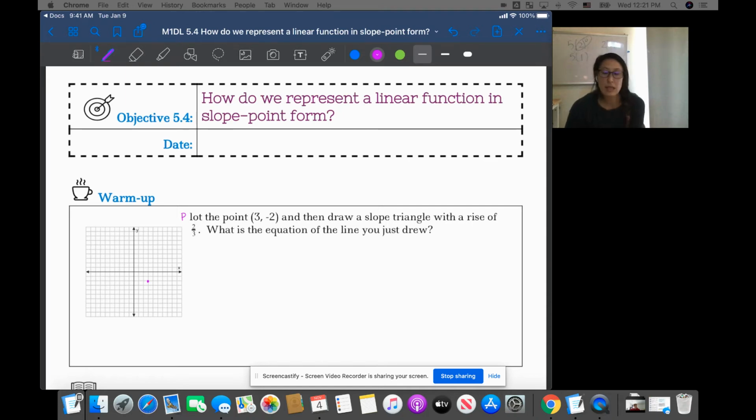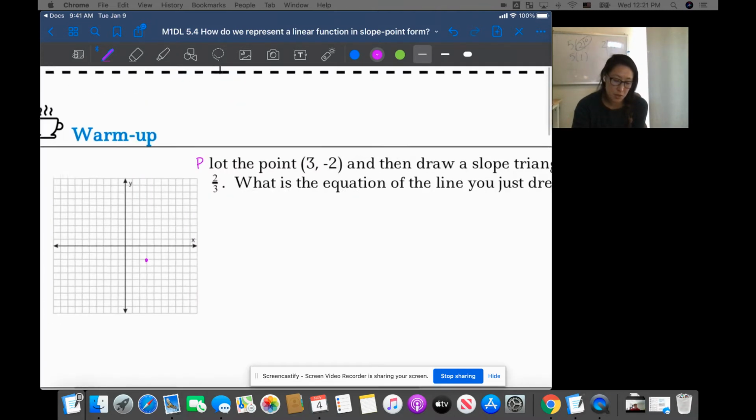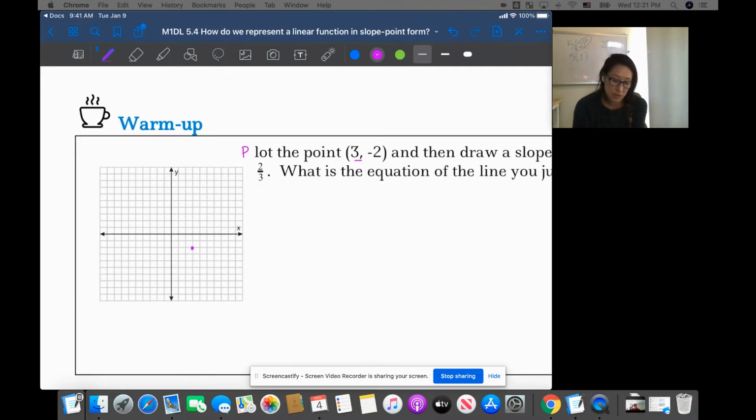Today we're looking at linear functions or linear equations in slope point form. But first, let's do our warm-up. So I'm going to plot the point 3 comma negative 2. So I go over from the origin 1, 2, 3, down 1, 2. Okay, so I go ahead and plot that.